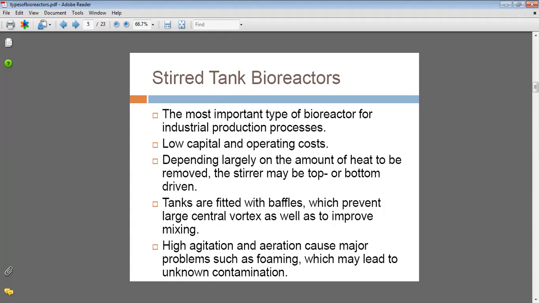The stirrer may be top or bottom driven. Tanks are fitted with baffles which prevent a large central vortex as well as improve mixing. High agitation and aeration cause major problems such as foaming, which may lead to unwanted contamination.